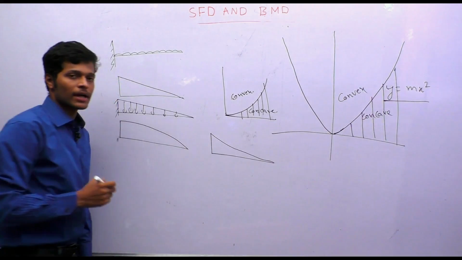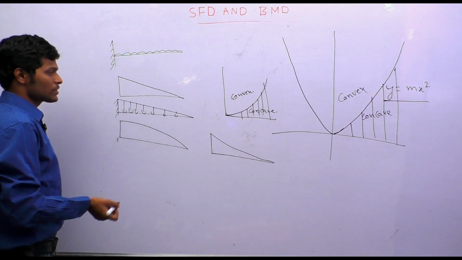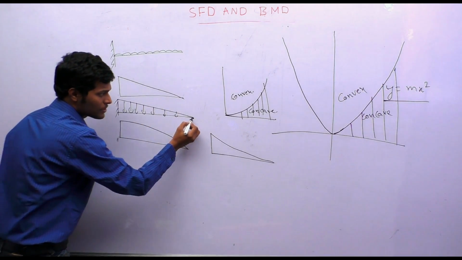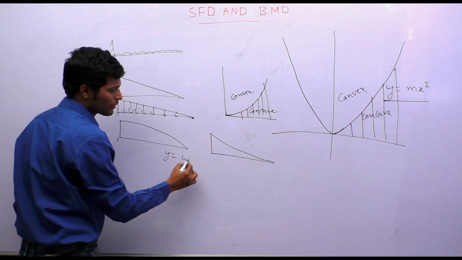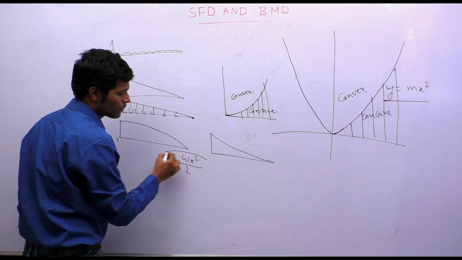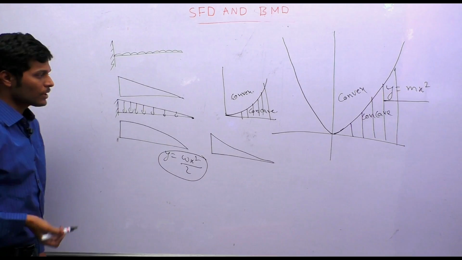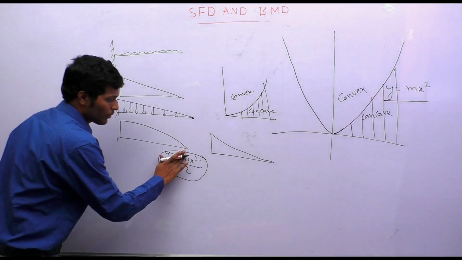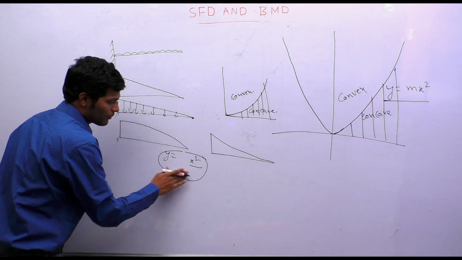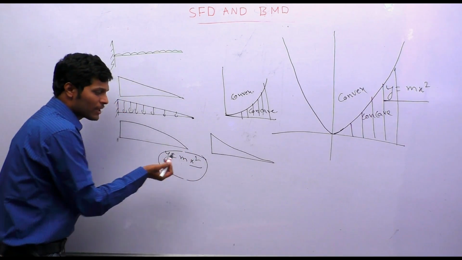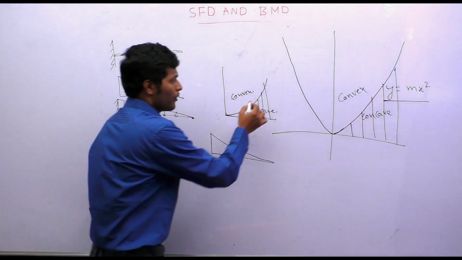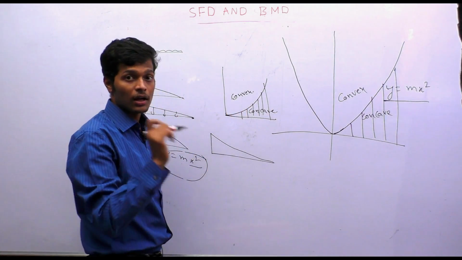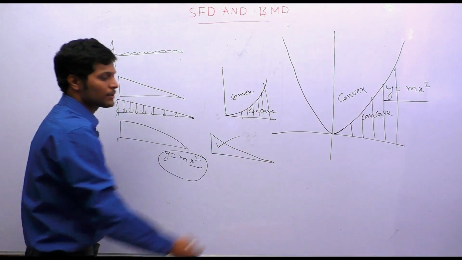So in this, which will be my answer? How to identify that? Suppose when we are adding the loading diagram, the equation comes like y is equal to wx square by 2. Whatever the load we are calculating, it comes as wx square by 2. We do not need the constant here. It comes in the form of y is equal to mx square. When it is y is equal to mx square, we will have a parabola that is concave. So this is my answer.